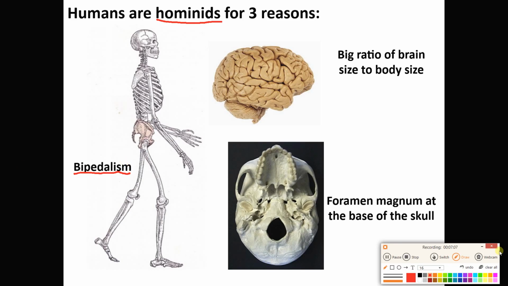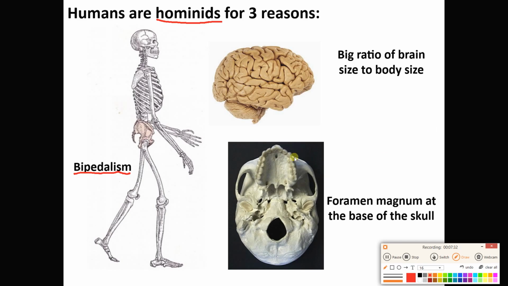There are a couple other reasons that are going to make us hominids. We have a big ratio of brain size to body size. So there are animals with bigger brains than us, but we've got almost everybody beat in terms of how big our brains are for our body size. And of course, obviously, this is what makes you so smart.